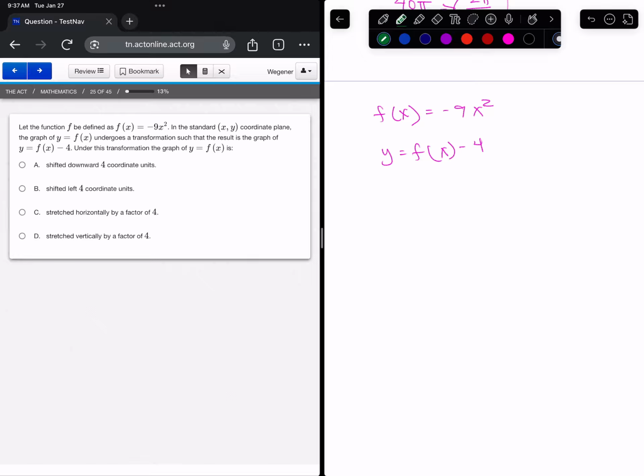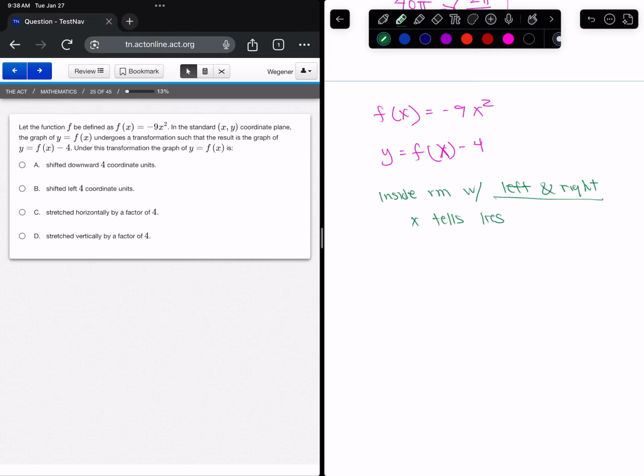Now, the reason why I say this is the easiest type of question is because you should know by now, whatever happens inside the room with your x is a left and right transformation, right? However, if it's outside, it's up and down. Remember, if you're in a room with your x, it tells lies. So you do the opposite.